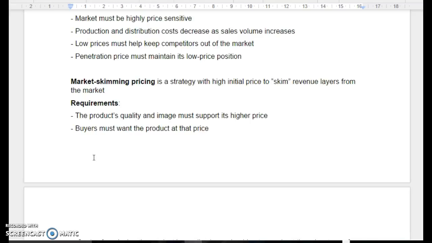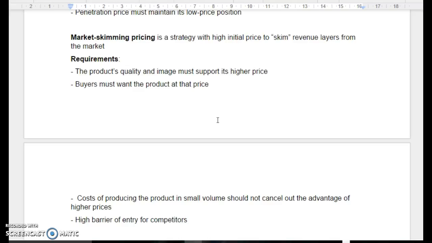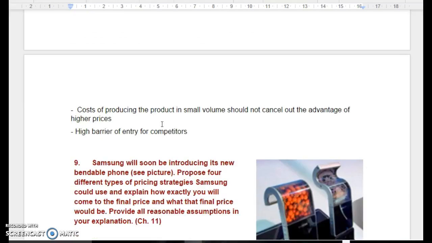The other strategy is market skimming pricing, which is a strategy with a high initial price to skim revenue layers from the market. The requirements are: the product's quality and image must support its higher price, and the buyers must want the product at that price. The costs of producing the product in a small volume should not cancel out the advantage of higher prices, and there must be a high barrier of entry for competitors.